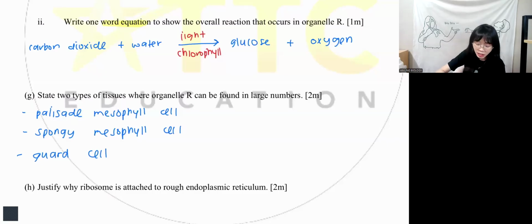Or you can write, yeah, this is tissue. Yes, you can write tissue. Palisade mesophyll tissue. Thanks. I didn't read the question just now. It's supposed to be tissue.